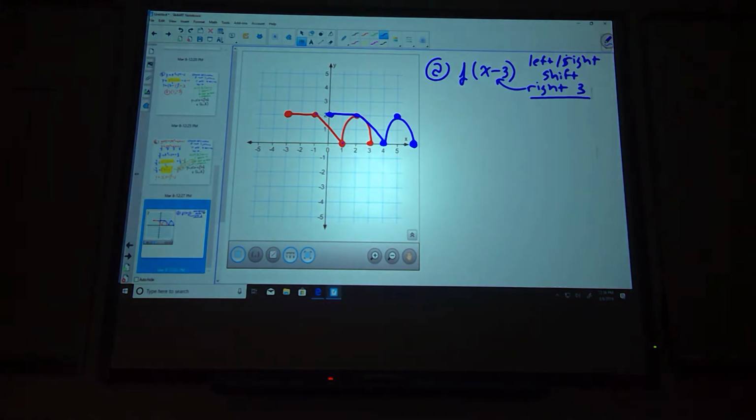So that's what happens with that. You see how it shifted? Go ahead and take a second and jot down what you need to jot down. You see how it just moved in the right-left direction? It did not go up or down at all, right?